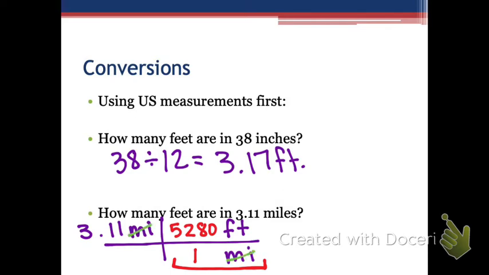Miles cancels. Feet is what I want to get to, right? It asks me to solve for feet. And so I'm done, right? My conversion is done. And I know you're probably thinking, wow, that's a lot of work for what we already said we needed to do, which was multiply.